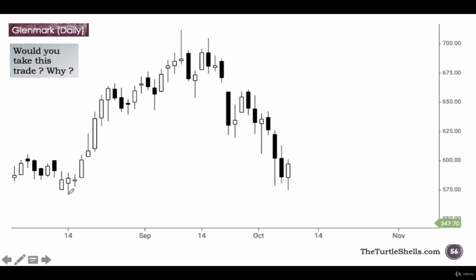Okay? So let's draw this line. This is where the bulls came back into the market. So let's draw this line. This is the precise support area. As a professional trader, you must know exactly how to draw a support line. So at 575, the market has reversed.